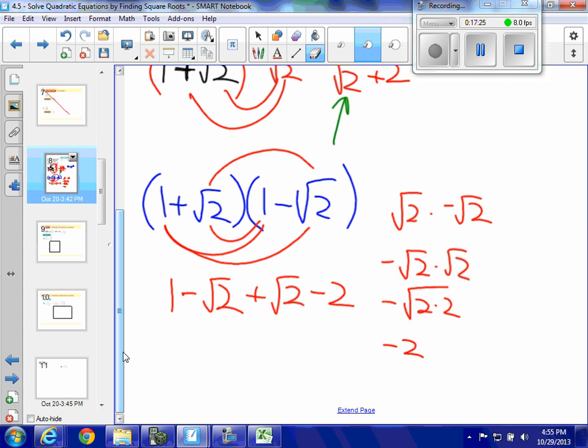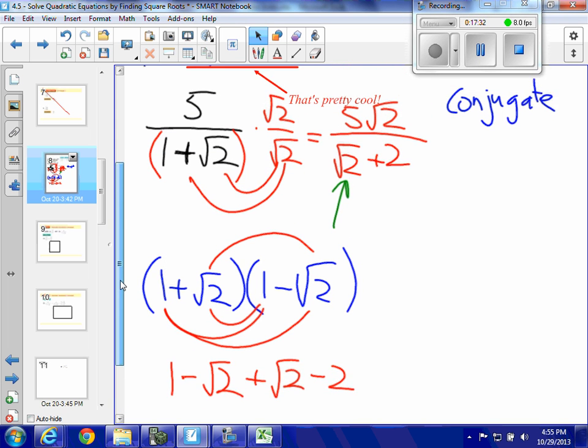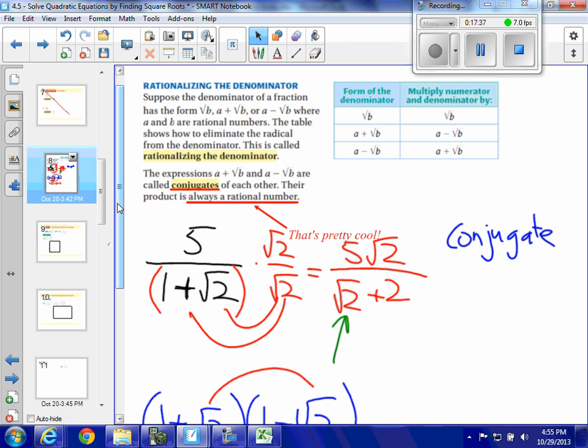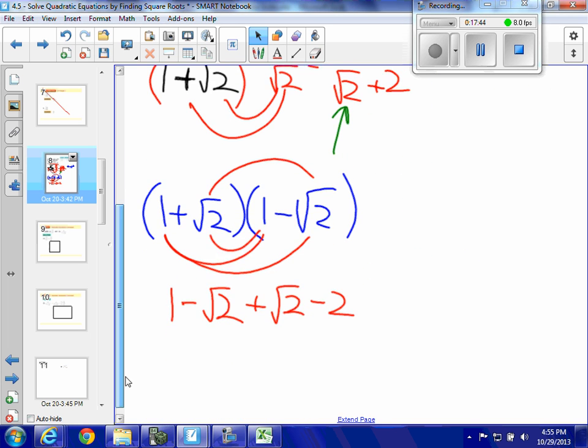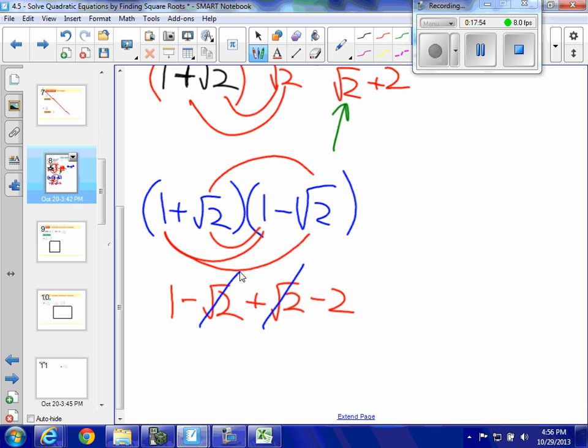Make sure you're clear on the arithmetic here. But when I multiply a sum like this by its conjugate, the product is always a rational number. It is no longer a number with a radical sign. That is an irrational number. So what's happened here is my minus radical 2 goes away because it's offset by my plus radical 2. And I have 1 minus 2 is equal to negative 1.